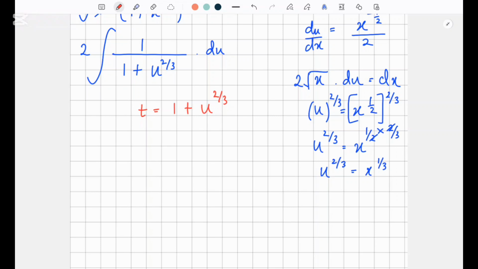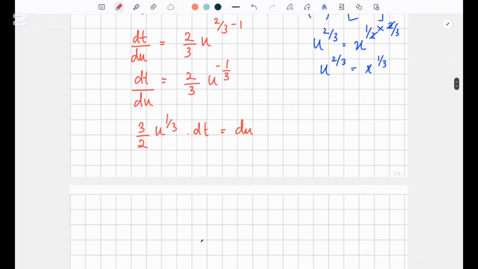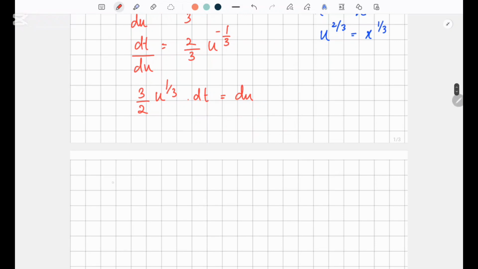So t equals 1 plus u to the power 2 over 3. So dt over du equals 2 over 3 u to the power 2 over 3 minus 1, right? So 2 over 3 u to the power minus 1 over 3. So let's make du the subject. So we get 3 over 2 u to the power 1 over 3 dt equals du. Yep.